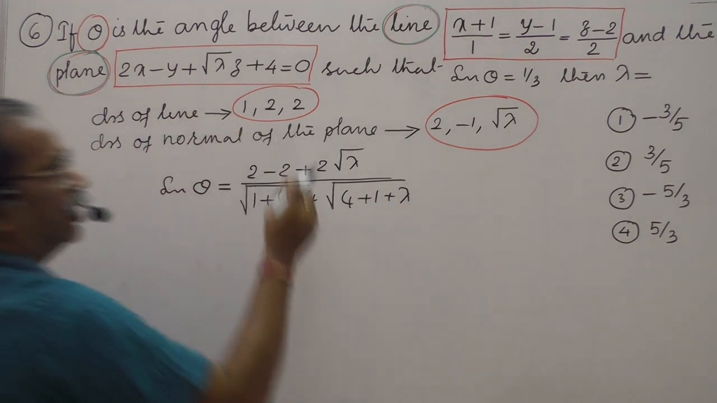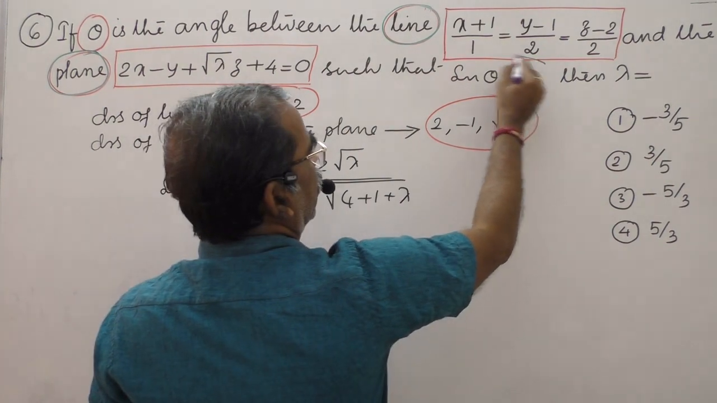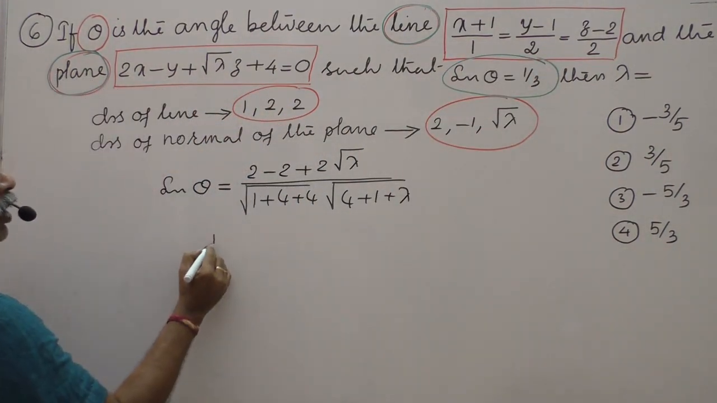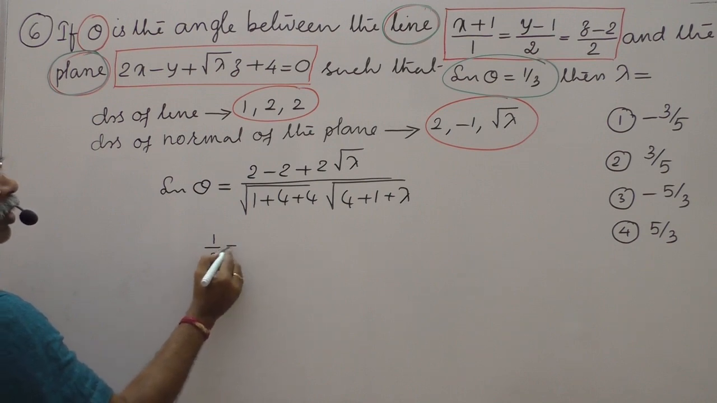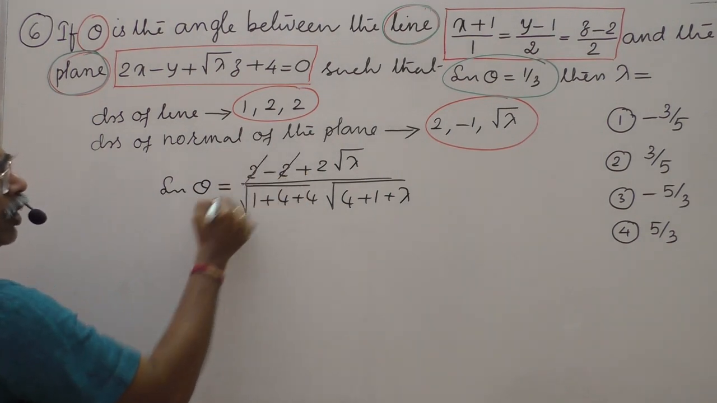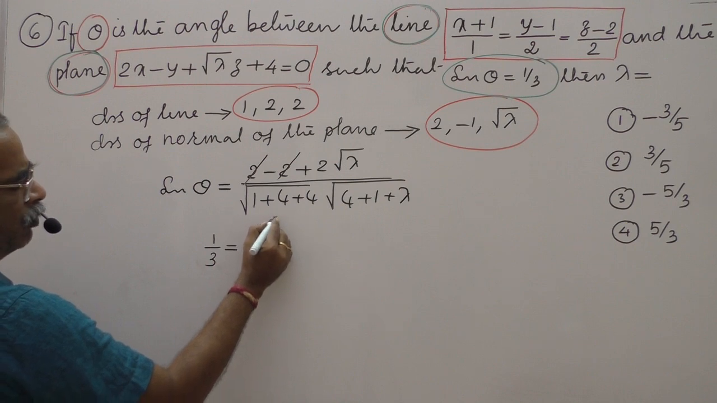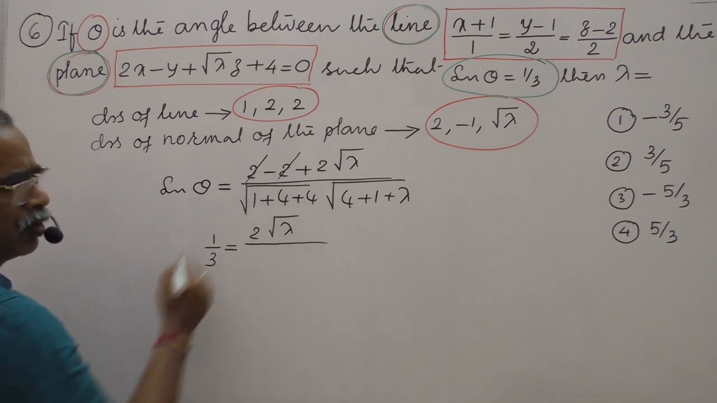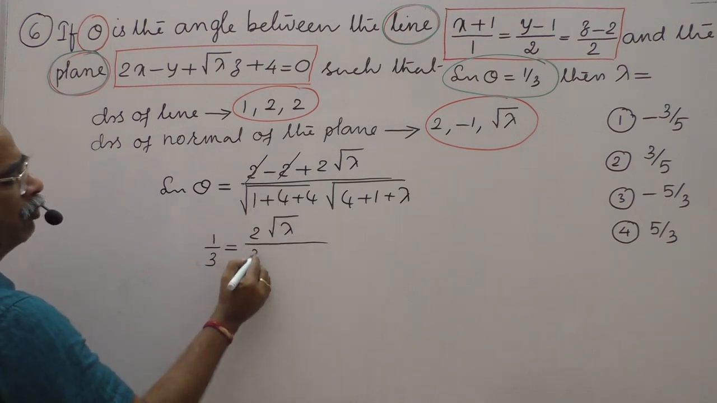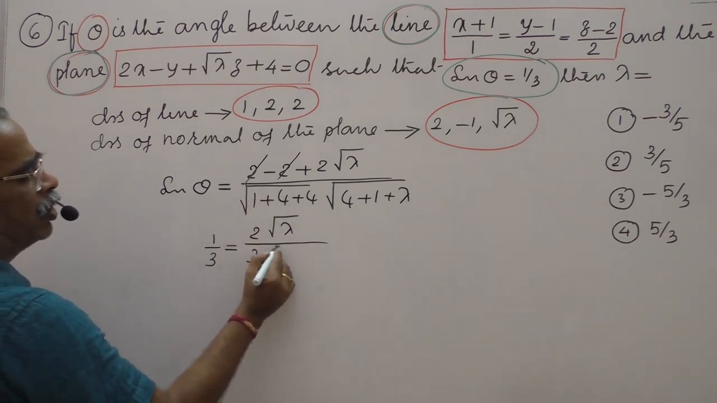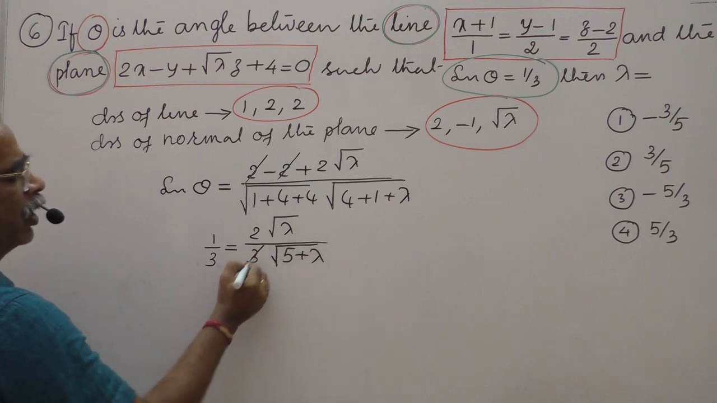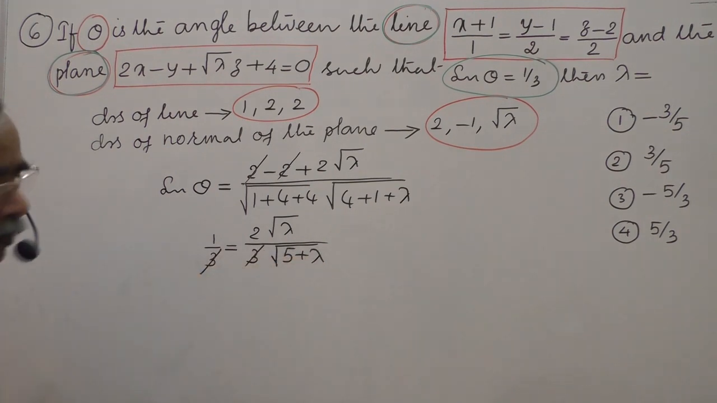Here sin theta is given in the question. Sin theta he gave as 1 by 3. So I will write 1 by 3 here. This is equal to minus 2 plus 2 gets cancelled. We have 2 root lambda. And here what is this? Root over 9, which is 3. And this is root over 5 plus lambda. I can also cut the 3.